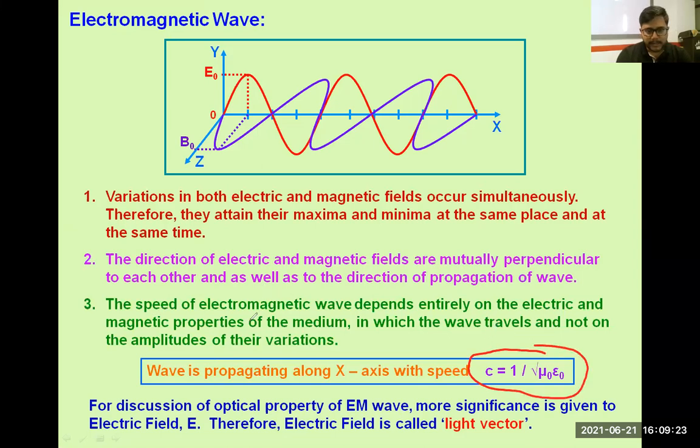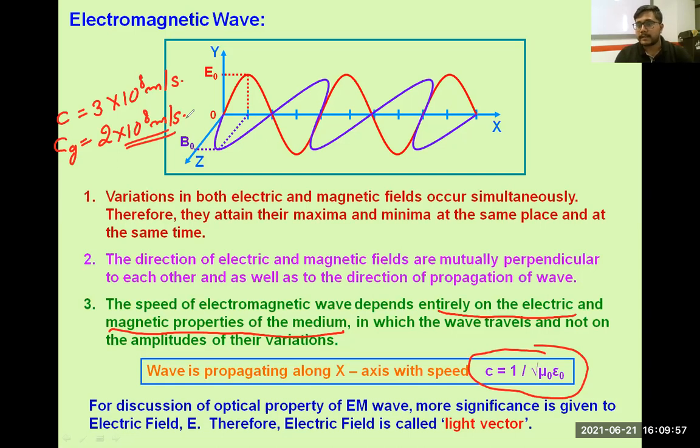So the speed of an electromagnetic wave depends entirely on the electric and magnetic properties of the medium. As we know, light travels fastest in vacuum, and the value of c that we got is 3 into 10 to the power 8 meter per second. But when we calculate the speed of light in glass, we have seen that it becomes 2 into 10 to the power 8 meter per second. It means the speed of light is dependent on some property.